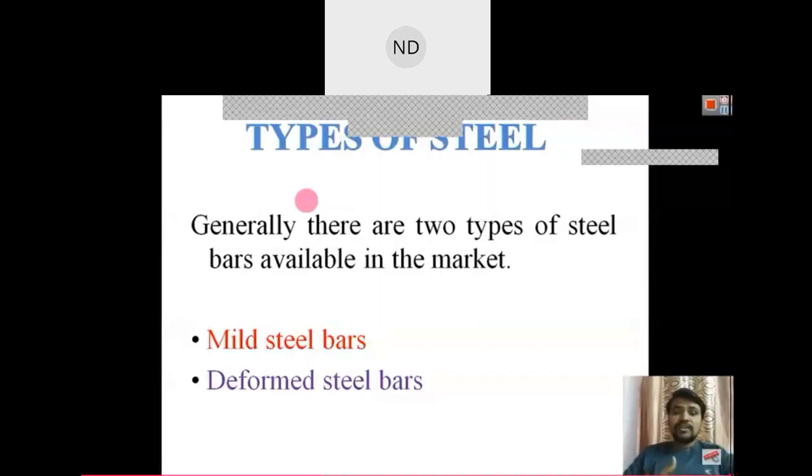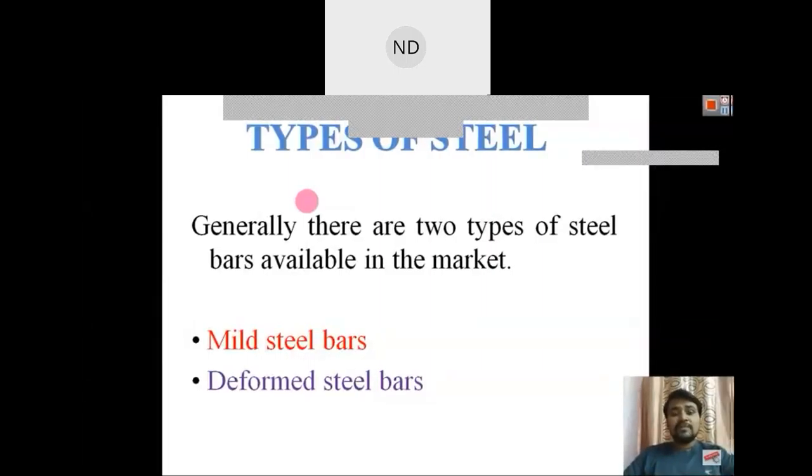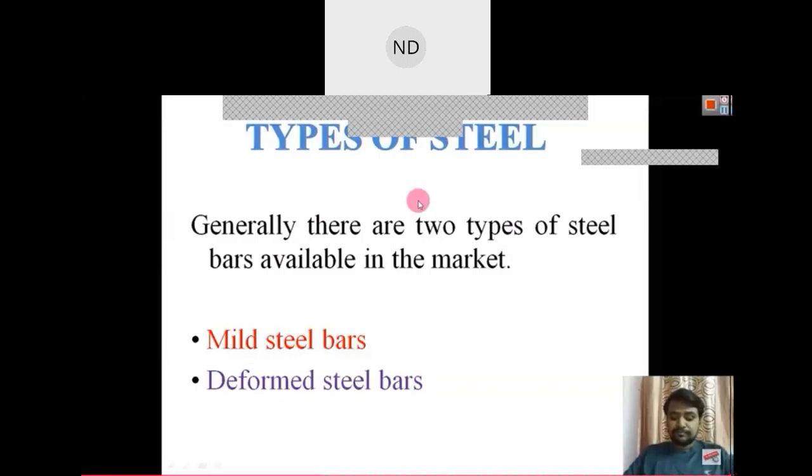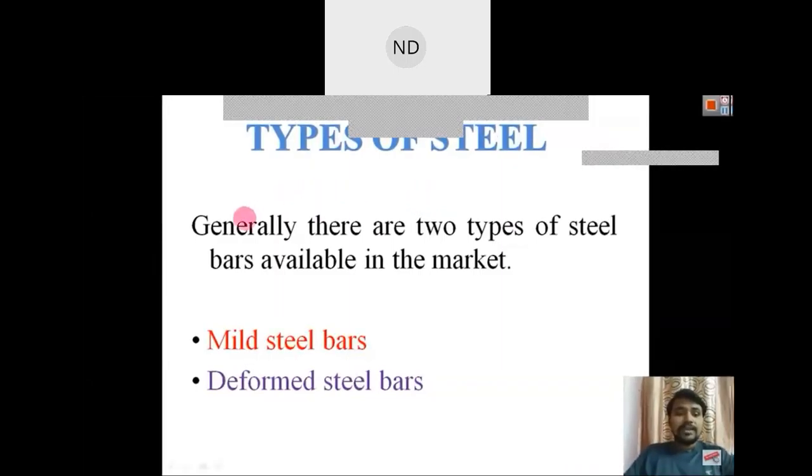In order to use strength in tensile, we are providing the steel. That is the main purpose of providing the steel in the structure. This is a basic one. Now, what are the types of steel?